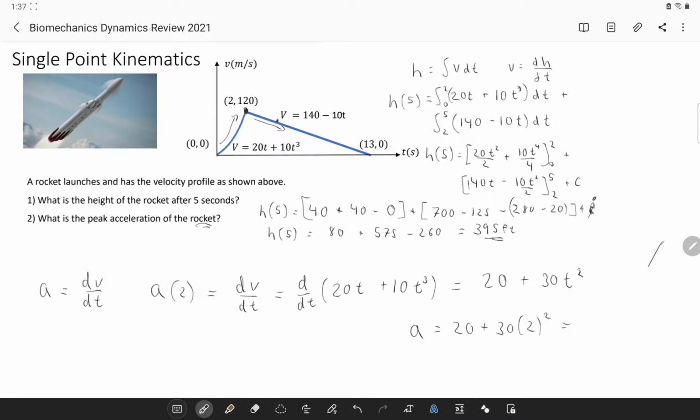So 4 times 30 would be 120. So our peak acceleration should be 140 meters per second squared. Hopefully that should be reasonably straightforward, and let me know if you have any questions.